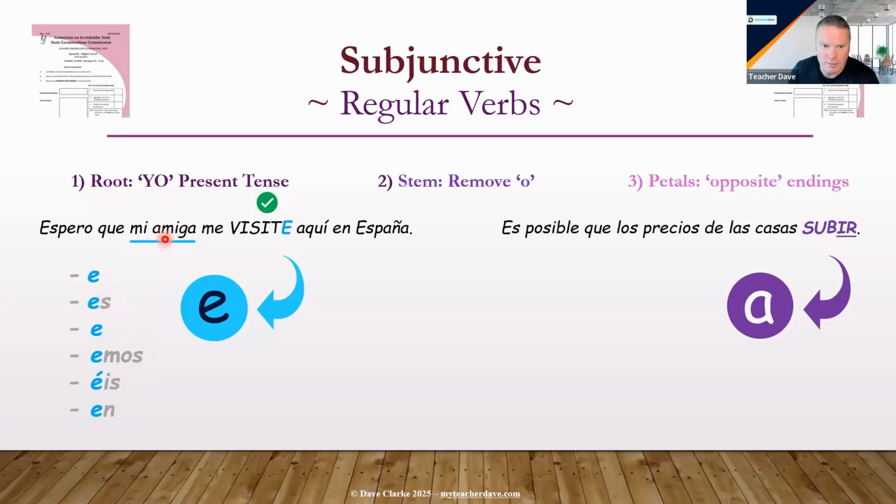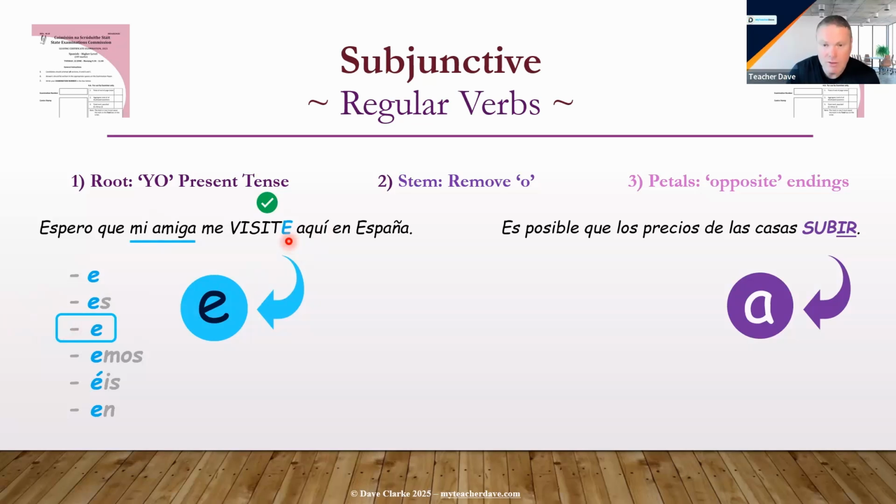It's only one friend. Okay, go a little bit deeper. Well, it can't be I. This is the first one, the first person singular, the yo or the I part, because it's not me. It's my friend, it's not me. It's not the second person singular you, because we're not talking about you either. So there's only one possibility left, and it has to be this one. Yeah, so that's how we came to this. Muy bien. Espero que mi amiga me visite aquí en España. I hope my friend visits me here in Spain.